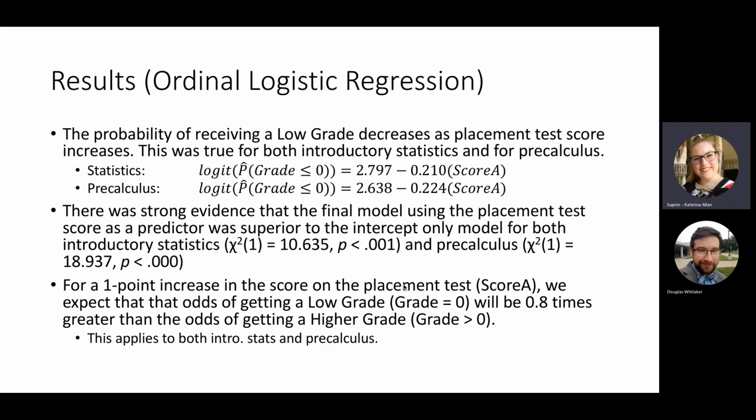We've included here the models for the low grade category. For a 1-point increase on a score on the placement test, we expect that the odds of getting a low grade will be 0.8 times greater than the odds of getting a higher grade. This applies to both introductory statistics and pre-calculus.